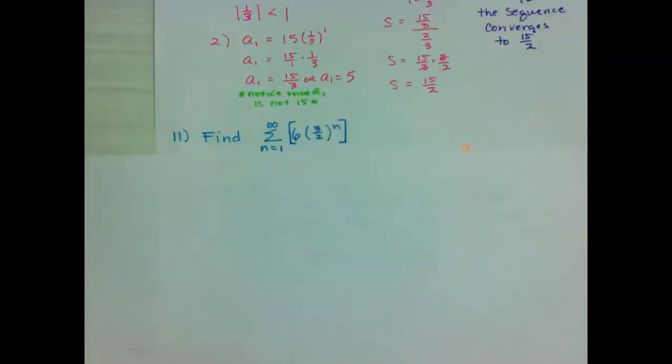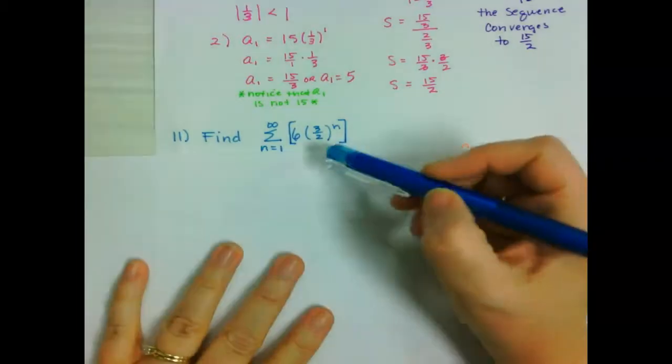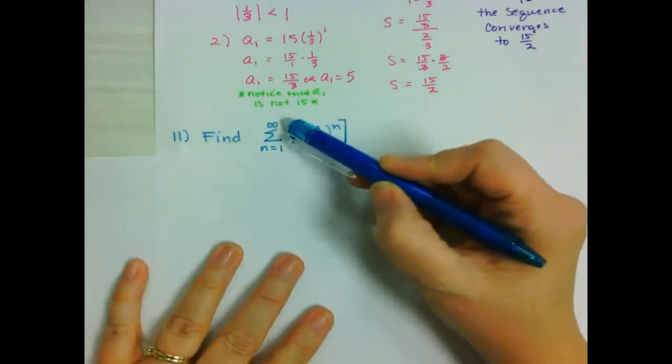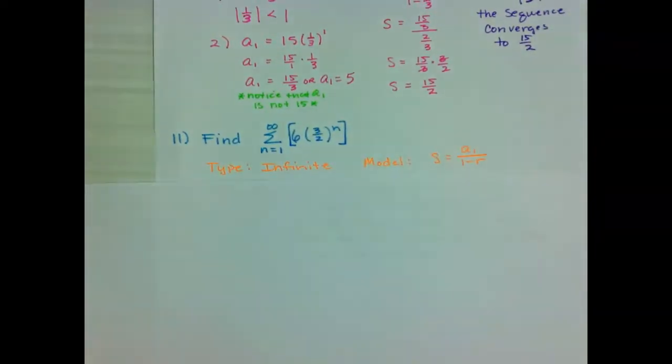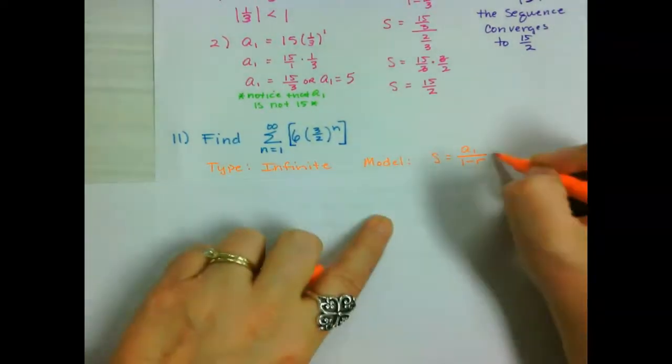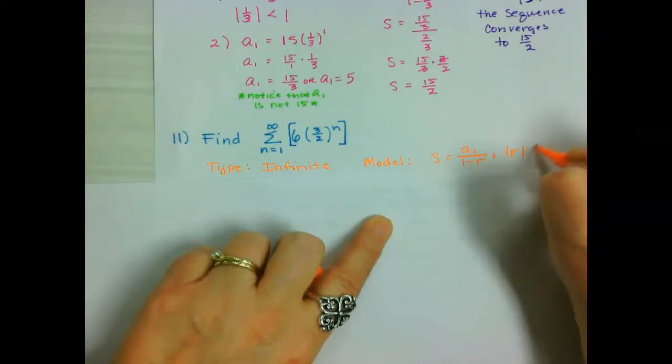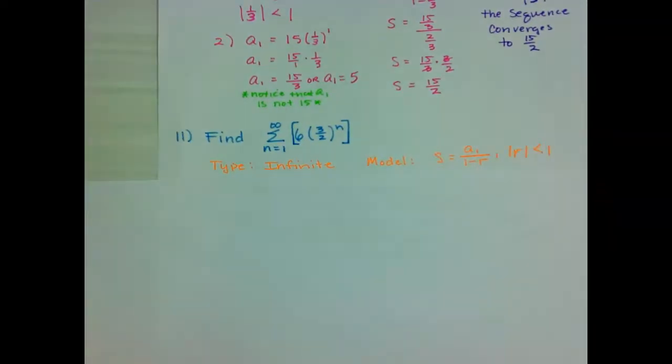All right, last one, number 11. So I'm looking at the problem and I'm going, whoops, 1 to infinity, which means it's infinite. So that's my type, which means I'm going to use this model, and I'm going to always remember that the absolute value has to be less than 1. So I have to establish my condition, find my A1 value, and then use the model.